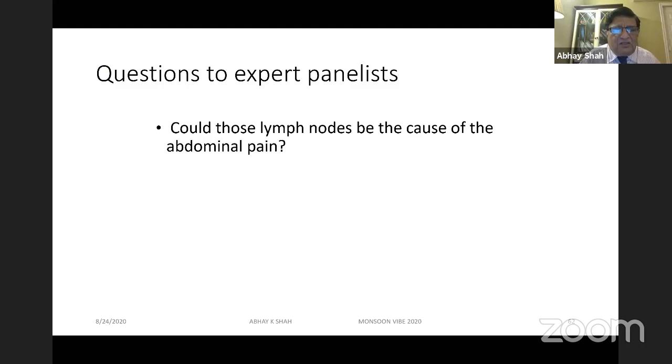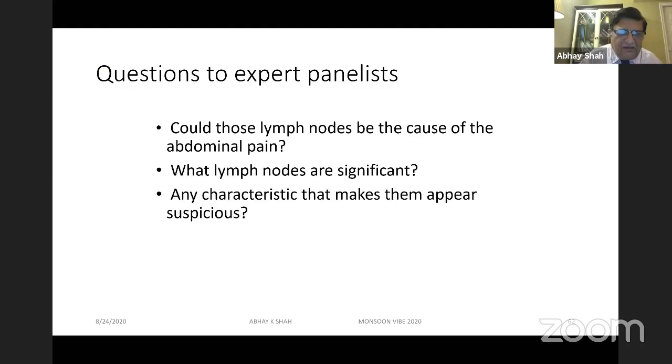Which lymph nodes can cause abdominal pain? Are they significant? And which are the characteristics that make a lymph node suspicious or significant? Anyone? Sir, this is a child with mesenteric lymph nodes. These lymph nodes are definitely larger, more than 15 millimeters. Yes, so they are significant. But at the same time, lymph nodes can cause abdominal pain, but that is not to be treated at this juncture, because some gastrointestinal infection has caused these lymph nodes to enlarge and cause some discomfort in the child.